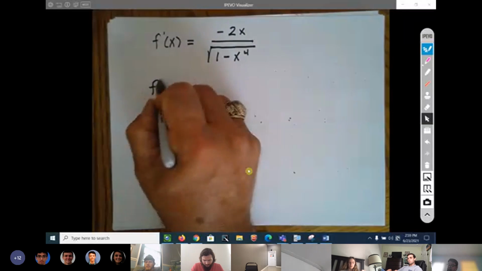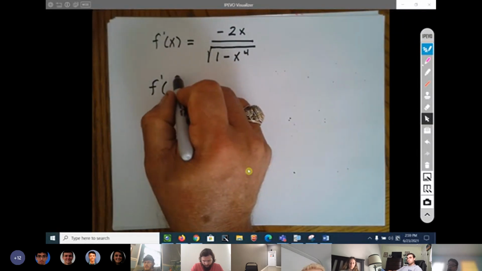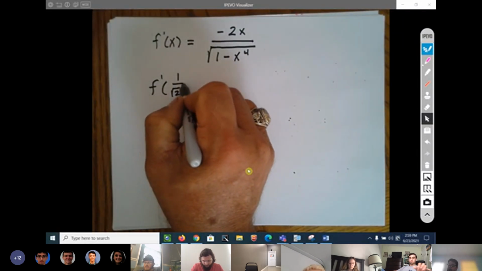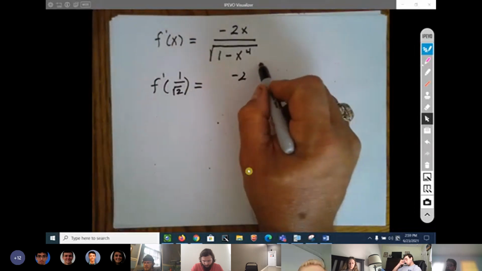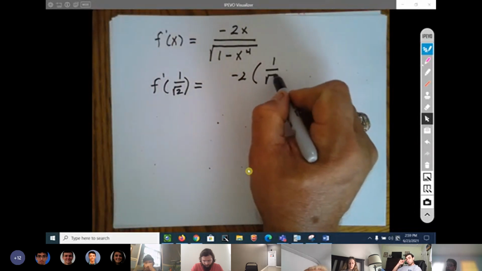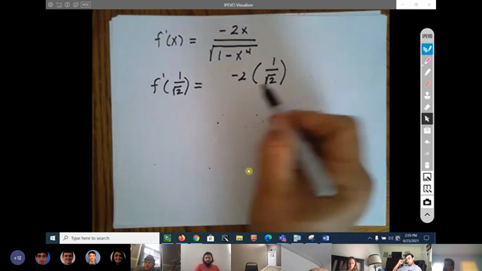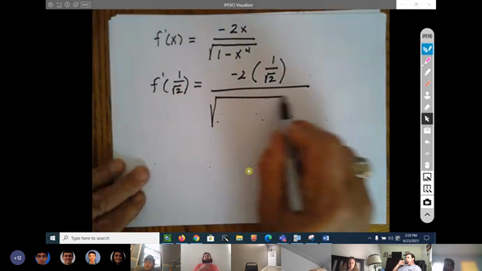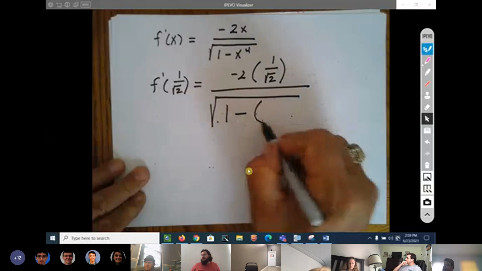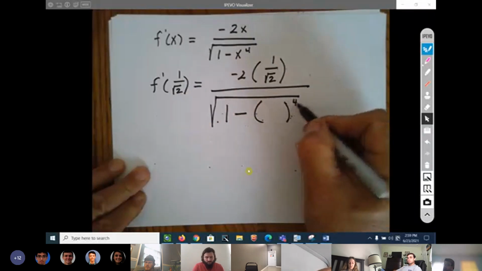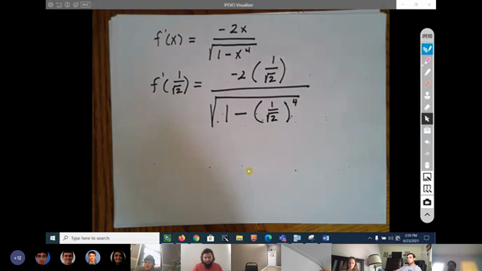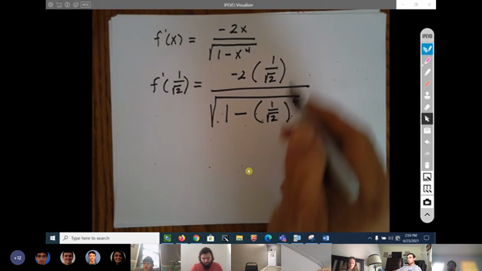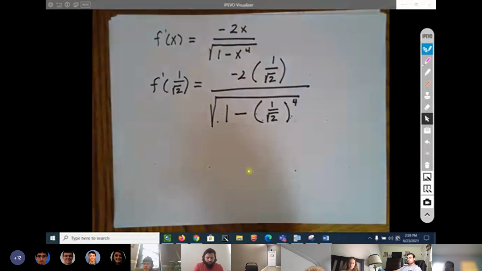So f prime of 1 over the square root of 2 is equal to negative 2 times 1 over square root of 2, over the square root of 1 minus 1 over the square root of 2 to the 4th power. All right, simplify this. I'll give y'all a minute to do that.